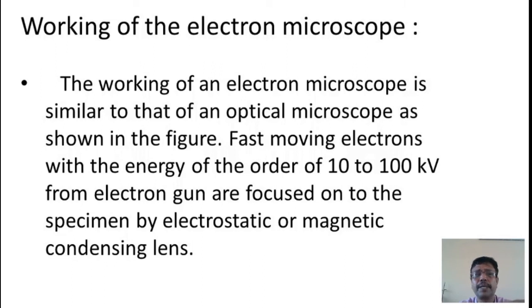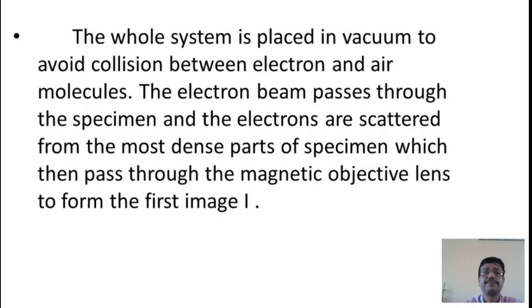The working of the electron microscope is similar to the optical microscope. Electrons are accelerated by applying a high potential difference, say 10 to 100 kilovolt. Then they are incident on the specimen after passing through the two magnetic lenses or electrostatic lenses. The whole system is placed in a vacuum to avoid collision between electrons and air molecules. The electron beam passes through the specimen and electrons are scattered from the most dense parts of the specimen, which then pass through the magnetic objective lens. We get a final image.